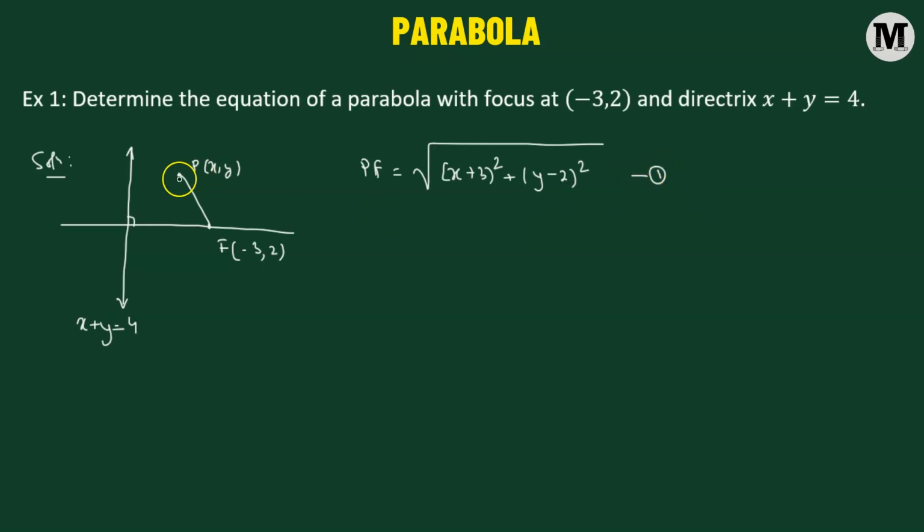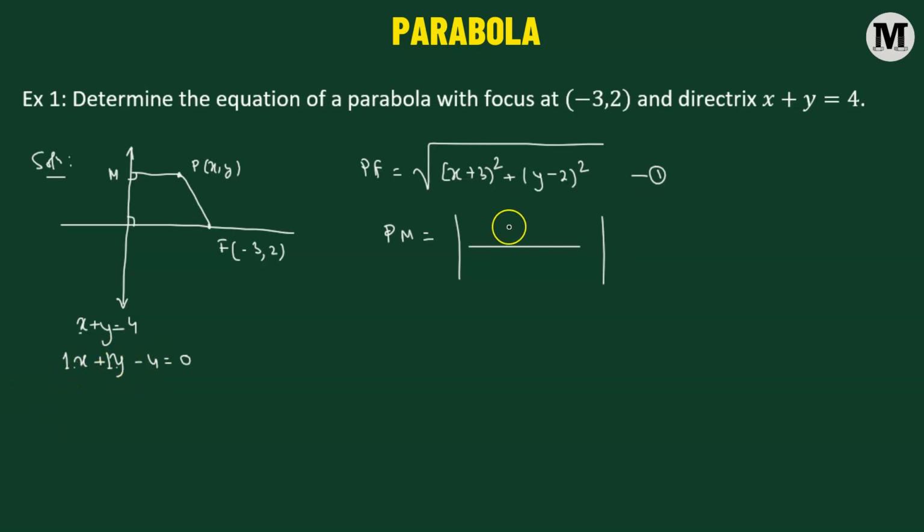Next, we are going to drop a perpendicular from point P on the directrix, and let's say it meets at point M. Here, PM is going to be perpendicular to the directrix, so that means we can easily find the perpendicular distance of point P from the directrix. So PM will be given by the absolute value of, in the numerator, the coefficient of x. Let's write it in the general form. So we have x plus y minus 4 equals 0. Here the coefficient of x is 1 and the coefficient of y is 1 as well.